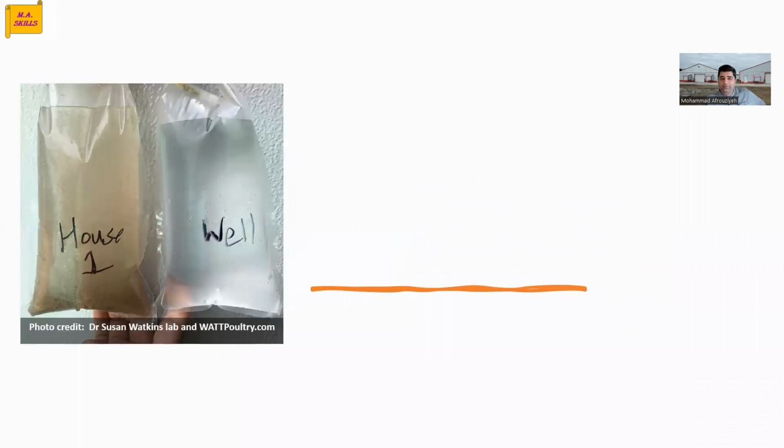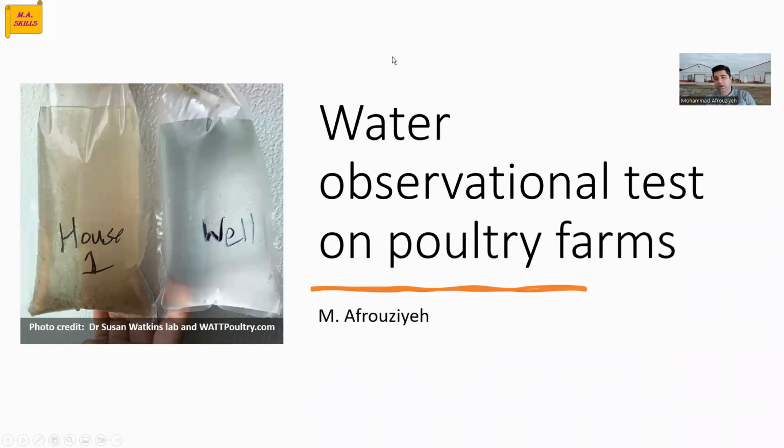But before doing that, we need to see what are we going to investigate and invest on. It means that if we are going to send our water sample to a lab, what kind of analysis we would like them to run for us. So if we know that by doing observational tests, that would be great and that would save us money. So by that, let's get started. So water observational tests on poultry farms.